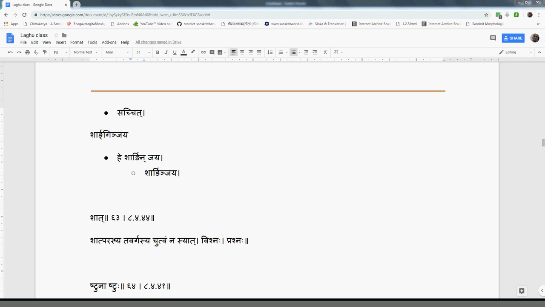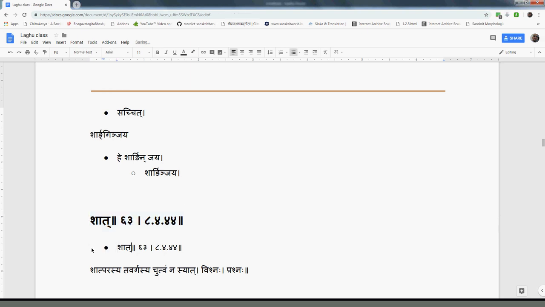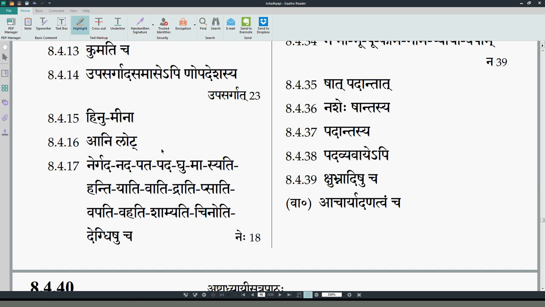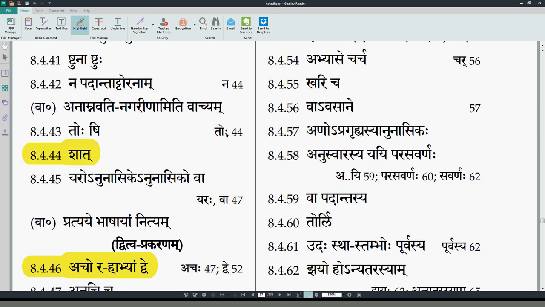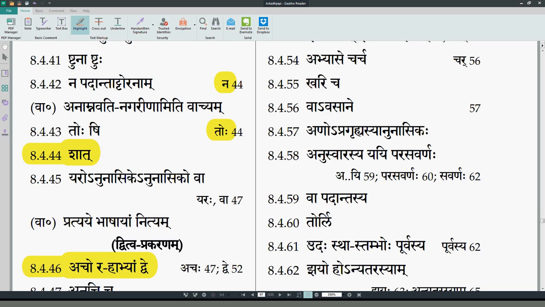So next sutra is Shat. Shat says what? Shat parasya tavargasya chuttvam na syat. This sutra, Shat. Shat is Panchami Ekvachana. And what is the Anuvritti? Look at 8.4.44. Shat has an Anuvritti of what? Toh. Toh and na. This na comes down. From Na padantat toranam, from there you will get na. Toh na. What na?